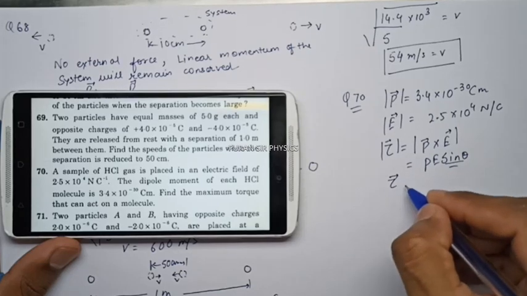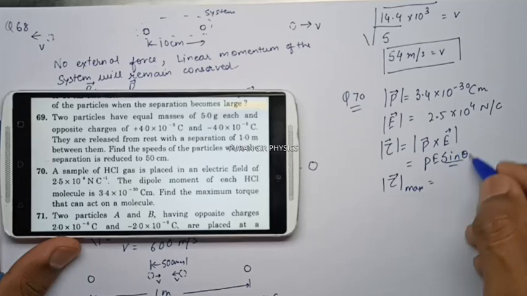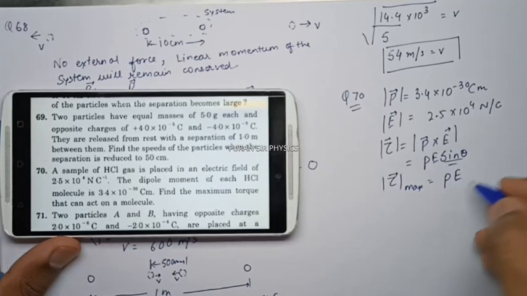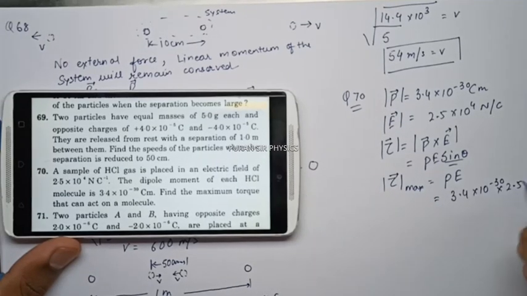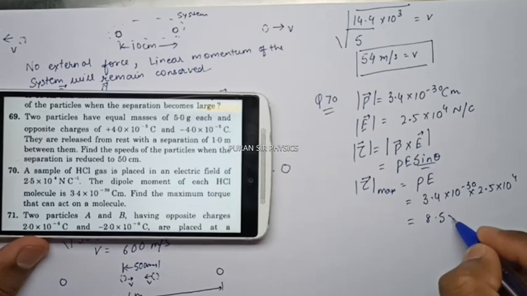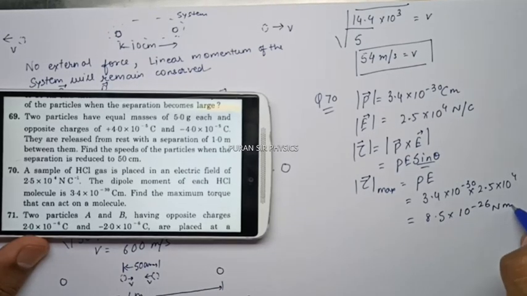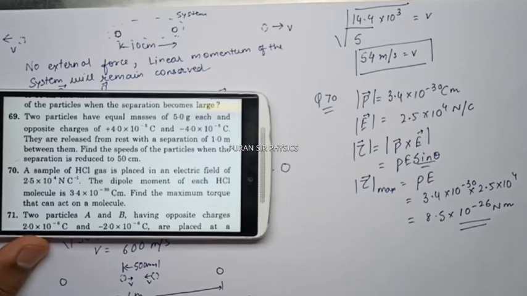So the maximum magnitude of the torque will be when sin theta is maximum, that is, when both the vectors are perpendicular to each other. So it will be P into E. So it will be 3.4 into 10 raised to minus 30 into 2.5 into 10 raised to 4. So it will be 8.5 into 10 raised to minus 26 Newton meter. So that is the maximum torque experienced by the HCl molecule. Thank you.